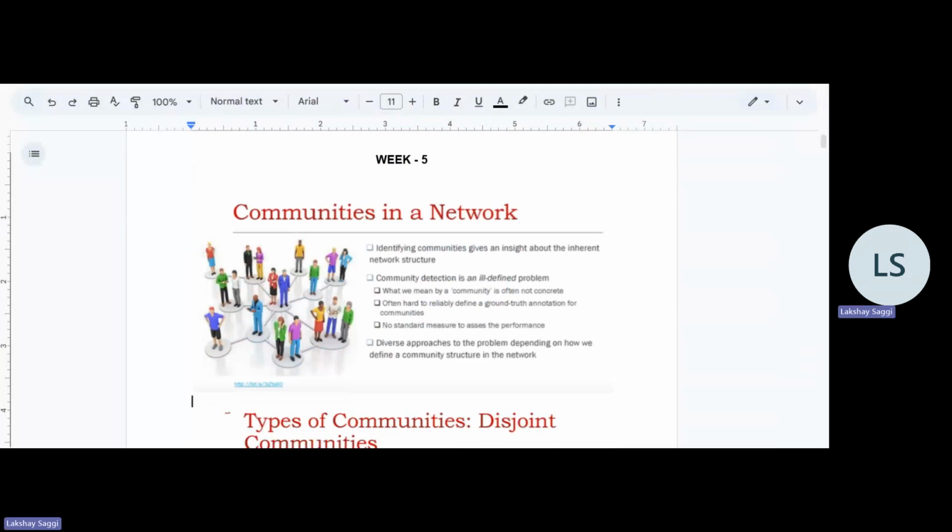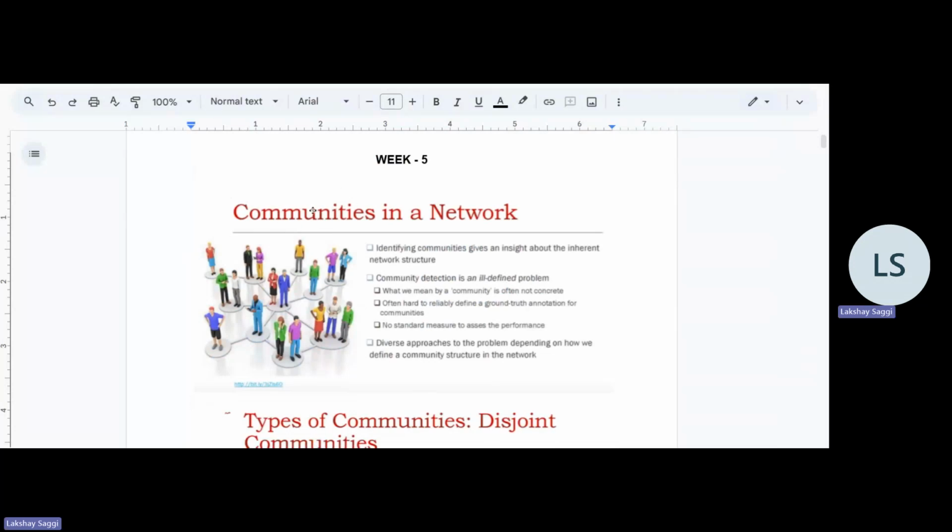Okay, so what are communities? What are communities in a network? Community detection, first of all, is an ill-defined problem. What exactly is a community in a network? Usually, how do you define a community in a more informal setting? A community is nothing but a bunch of people who are similar to each other.